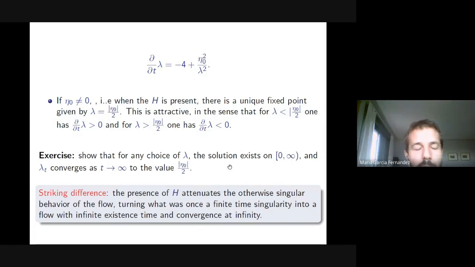So there is a striking difference between generalized Ricci flow and Ricci flow. Once we have H present, it attenuates the otherwise singular behavior of the Ricci flow. The finite time singularity that we observed in the previous slide now becomes a flow with infinite existence and convergence at infinity. Okay, any questions so far?